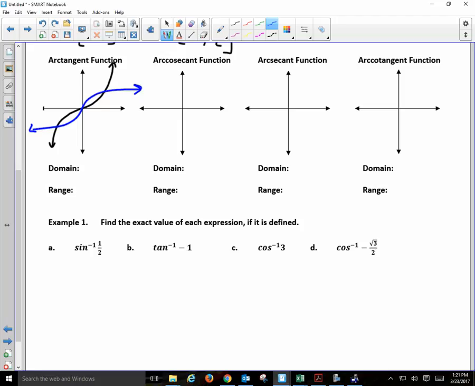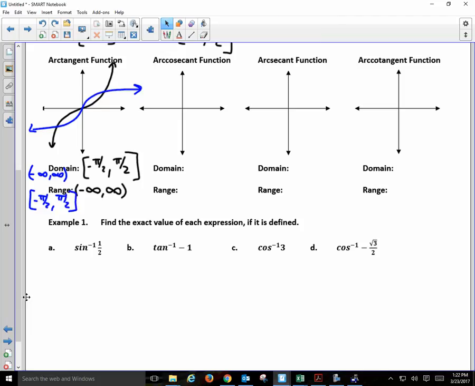Now, if you look at the black function, forget about the blue. Look at the black one. The black one has a domain from negative pi over 2 to positive pi over 2. But what is the range? Yeah, from negative infinity to positive infinity. So therefore, the arctangent function is going to have a domain from negative infinity to positive infinity, and it's going to have a range from negative pi over 2 to positive pi over 2.